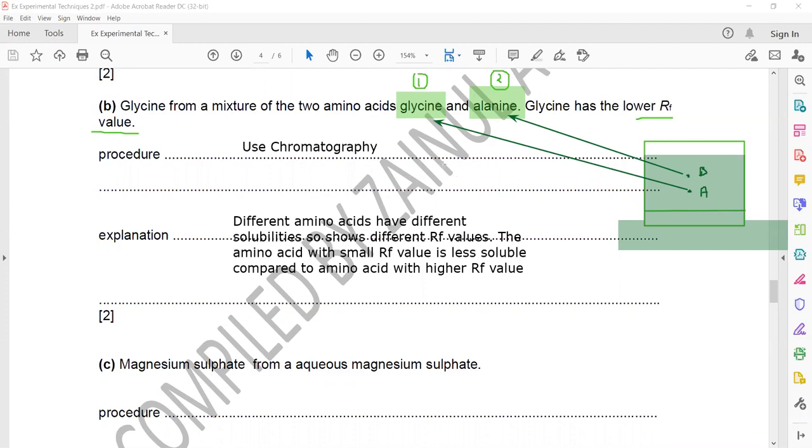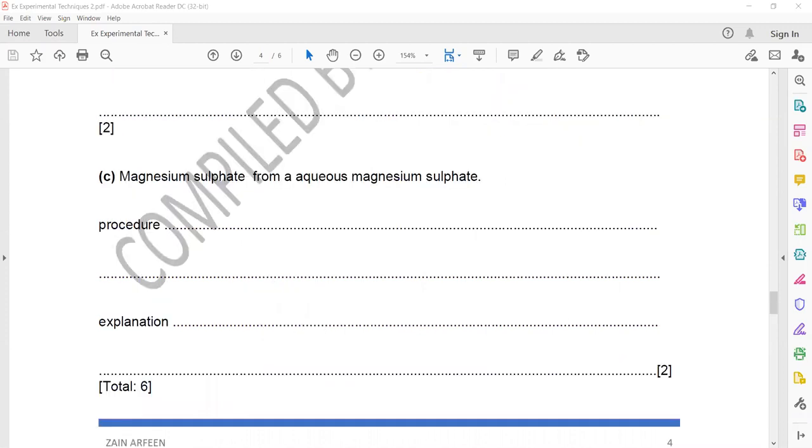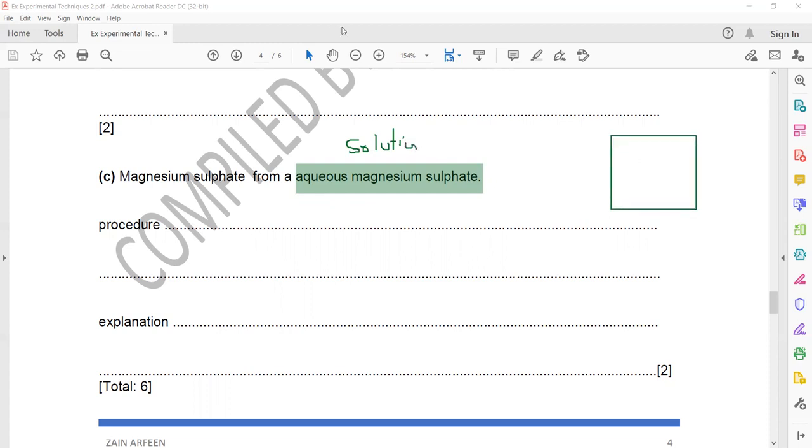Question 3 part B. Then, magnesium sulfate from aqueous magnesium sulfate. What is the meaning? The term I told you, aqueous means it is soluble, like you have a solution. That solution has dissolved magnesium sulfate, but I want the magnesium sulfate out of it. When a salt is soluble, you don't see the salt particles. You want to separate the salt out from this.